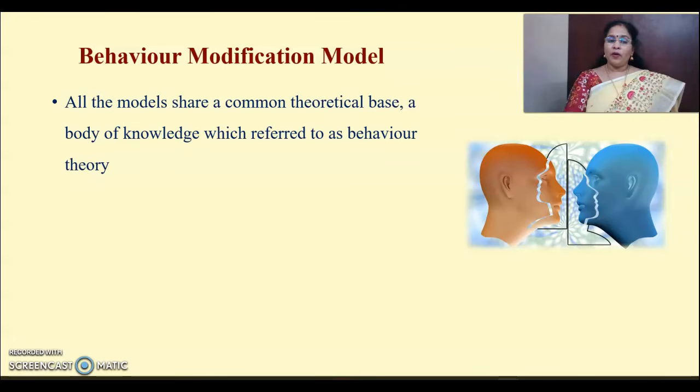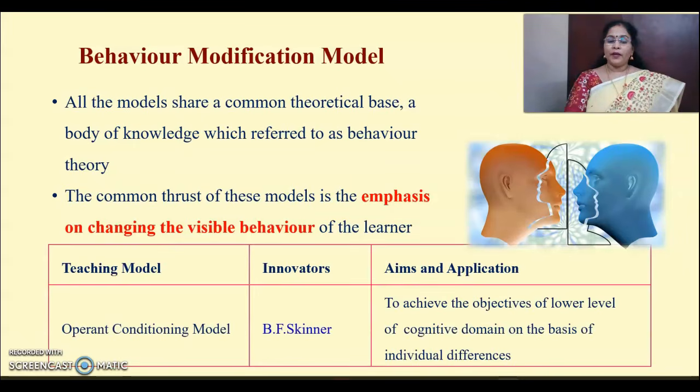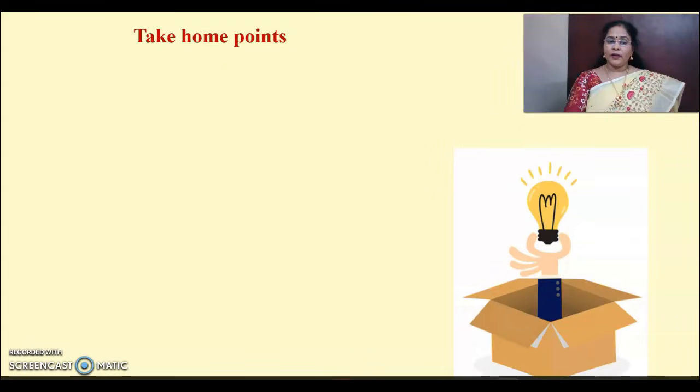Behavior modification model. All the models share the common theoretical base, a body of knowledge which refers to behavior theory. The common thrust of these models emphasizes changing the visible behavior of the learner. The famous psychologist B.F. Skinner proposed the operant conditioning model by which to achieve the objectives of the lower level of cognitive domain on the basis of individual differences.